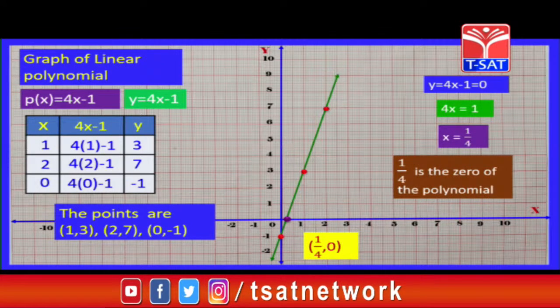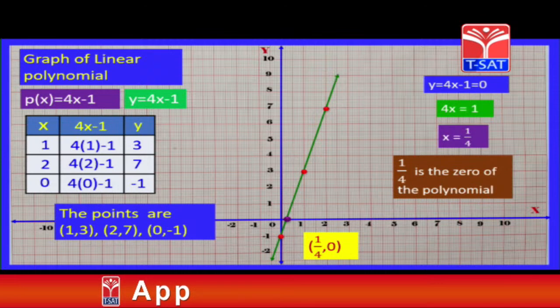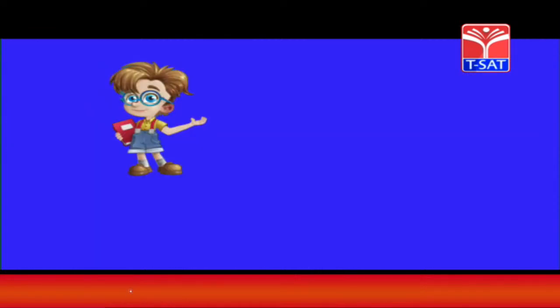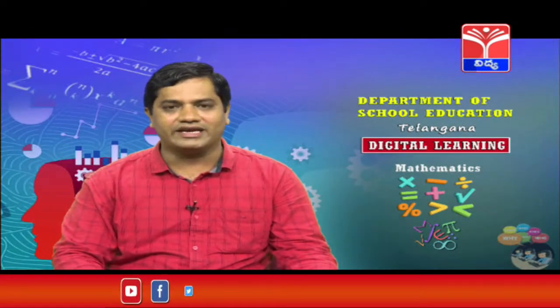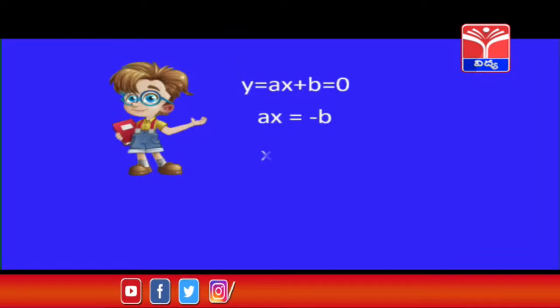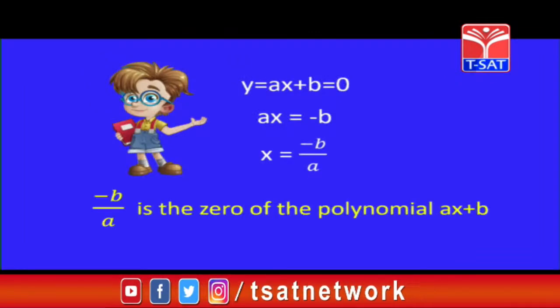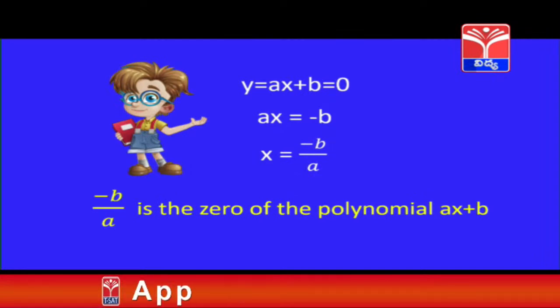By this, you try to draw different linear polynomials on your graph paper, obtain the 0 graphically and check it algebraically. Okay. Generally, if we take ax plus b, we will get the 0 as minus b by a. So minus b by a is the 0 of the general polynomial ax plus b.